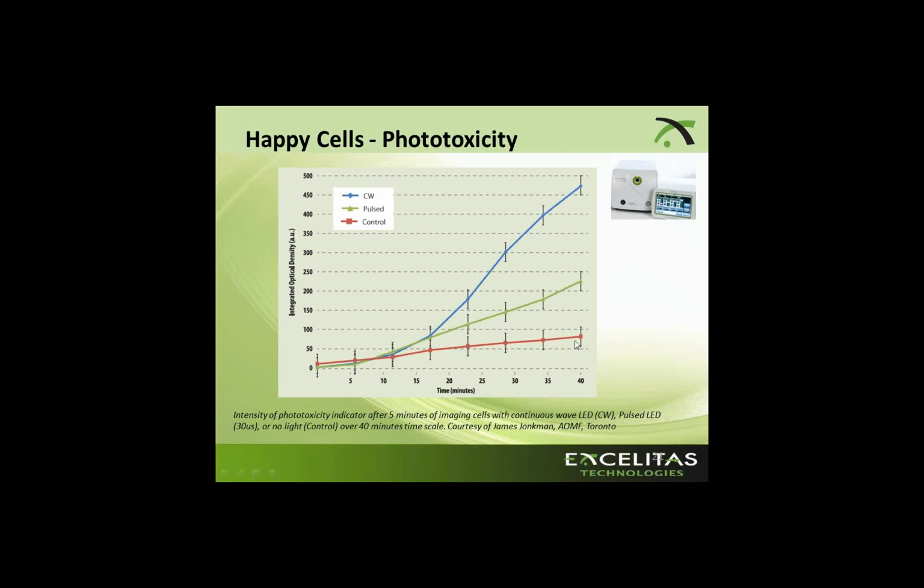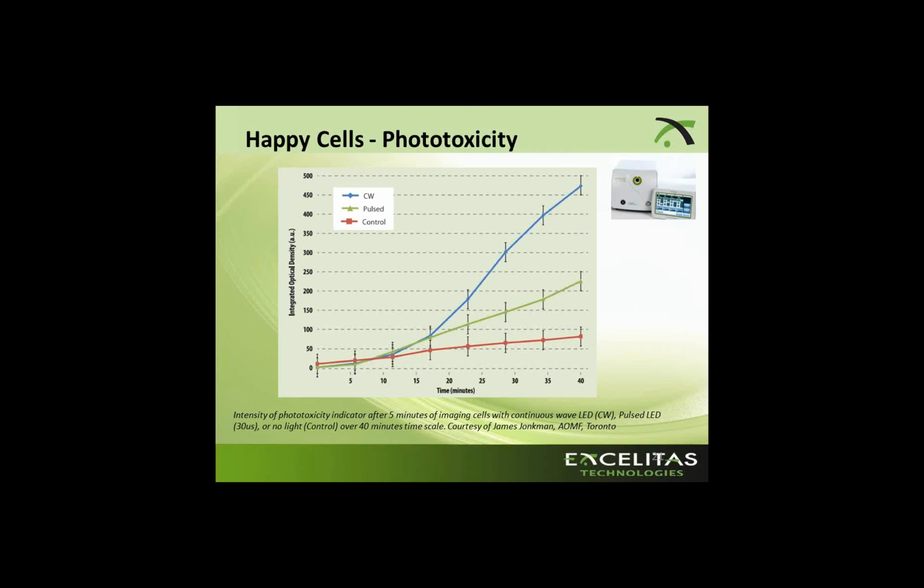So with your control, you will still have some phototoxicity because the sample's sitting there on the stage. It's not happy, so some phototoxicity labeling will occur. If you then look at pulsed illumination, this is your phototoxicity indicator. And if you look at continuous illumination, there is a significantly larger amount of phototoxic byproducts produced by the cells. So this was just a sidebar about cells being happier with pulsed LED versus continuous LED.